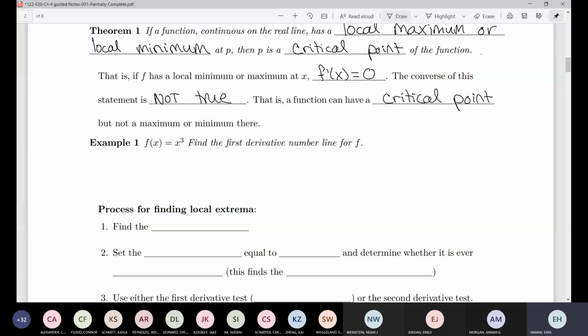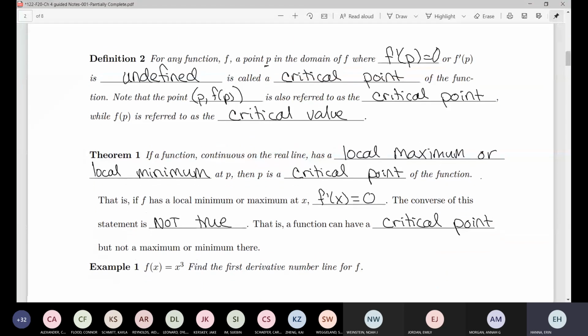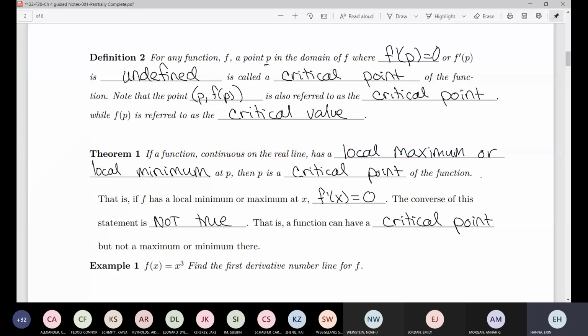So to find local extrema, now, oh, I forgot to say this. I got to go back up for a second. I said I would talk about undefined again, and then I forgot to talk about undefined. A function can be undefined in a lot of different ways.